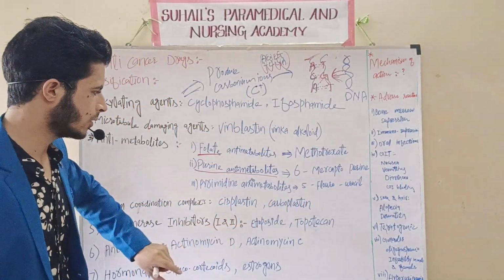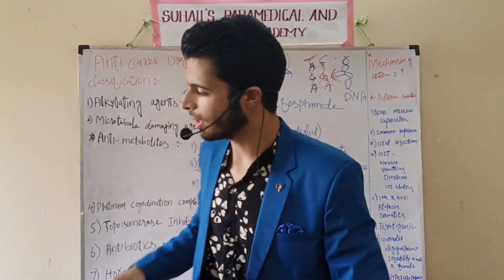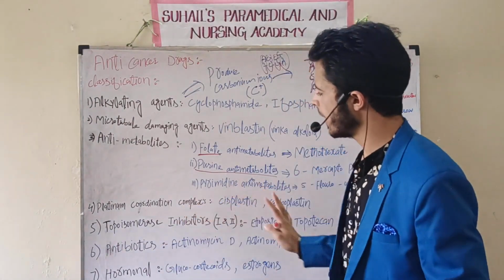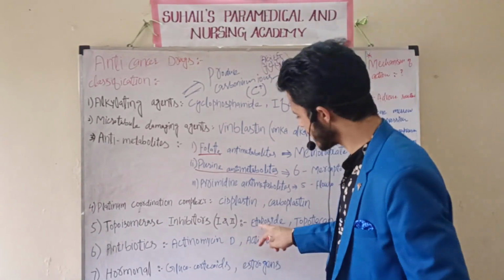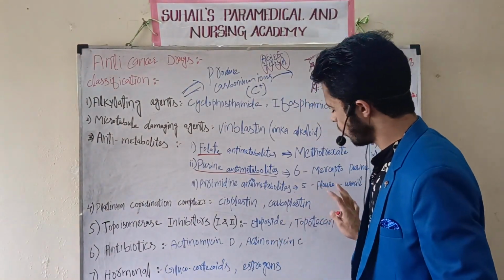This is not all. It is not important. You should remember it all, but for your purpose, you can remember platinum coordination complex also. And the topoisomerase inhibitors. Example: etoposide, topotecan.